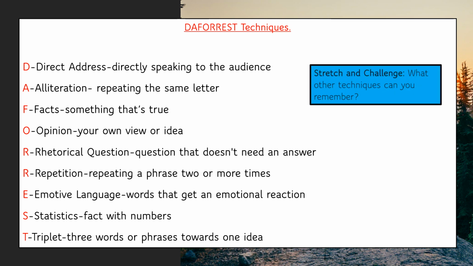Try and stretch and challenge yourself as well before we move on. Try and think, what other techniques can you remember? There are other techniques outside of the DeForest acronym, so if you can remember any, that'll be really helpful in your writing as well.